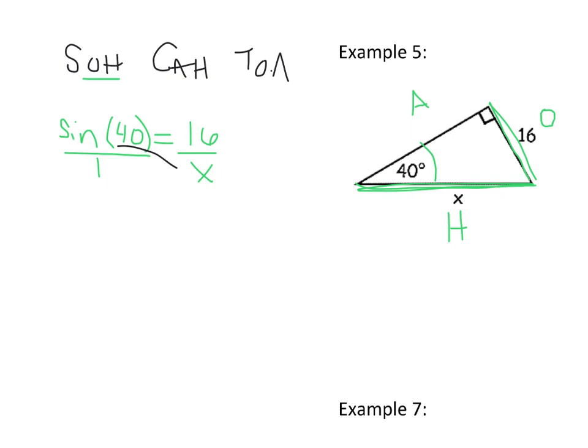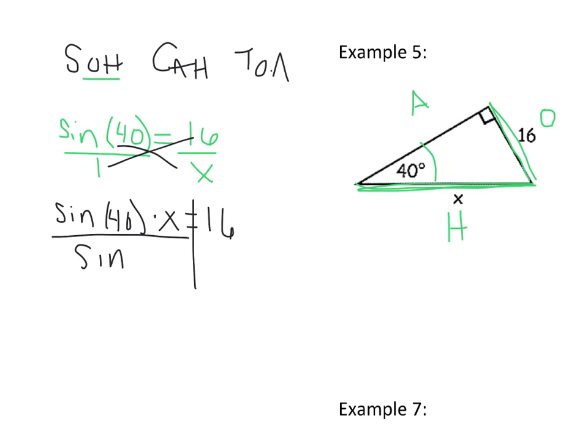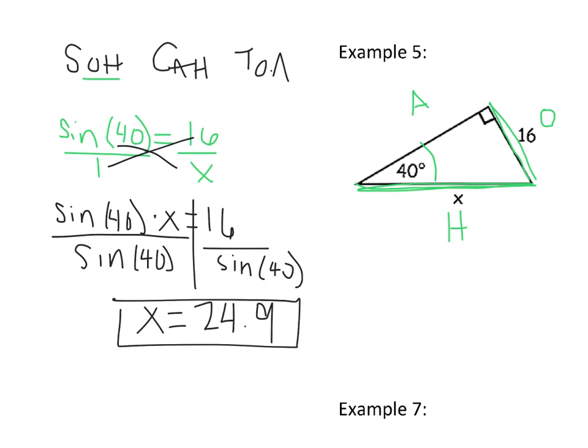And sine of 40 times x equals 1 times 16, which is just 16. And then we're going to divide both sides by sine of 40 to get x by itself. Sine of 40 is just a number. So then x equals, you do 16 divided by sine of 40 in your calculator, which gives us 24.9. And rounded, so there we go.